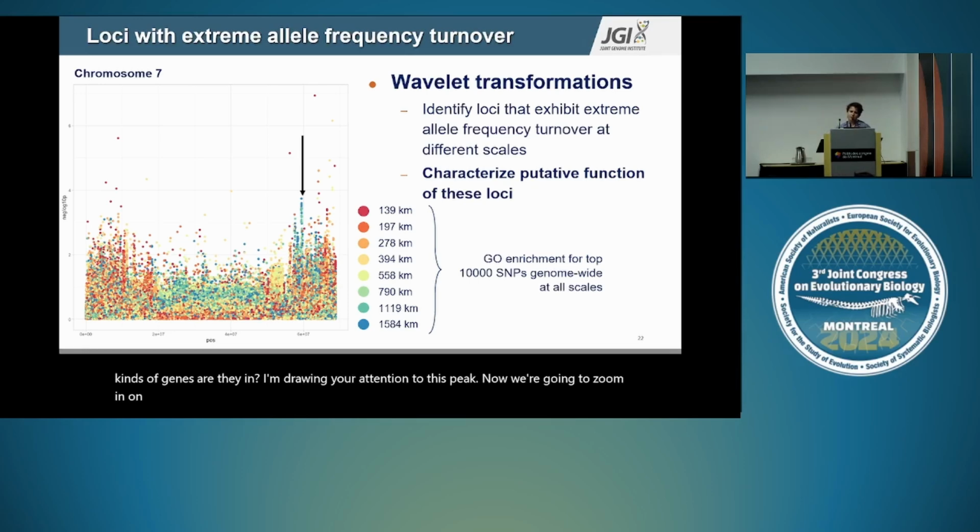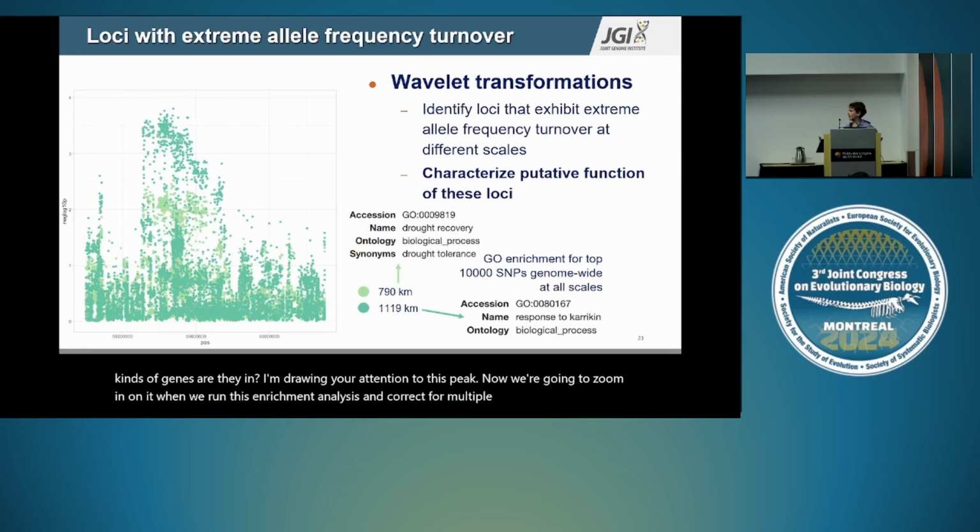When we run this enrichment analysis and correct for multiple comparisons, two things survive: drought recovery and response to Caracan. We were really excited to see both of these. This is not taking drought into our priors. We weren't looking for drought. We were just looking for what's turning over fast. And at an 800 kilometer scale, the extreme turnover loci are associated with drought recovery.